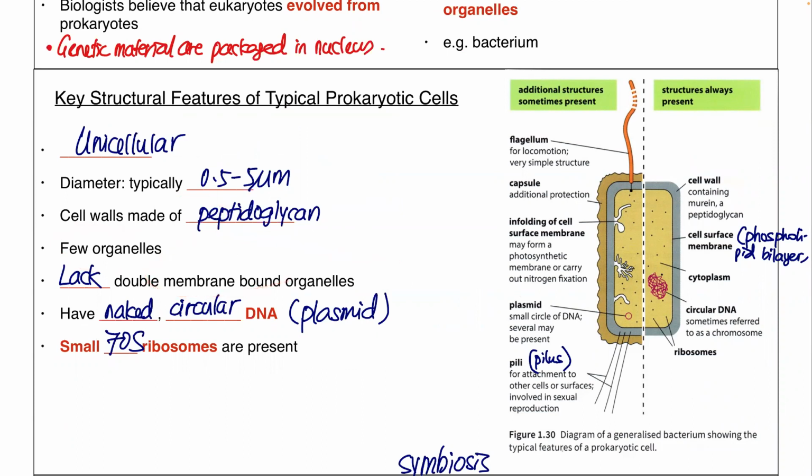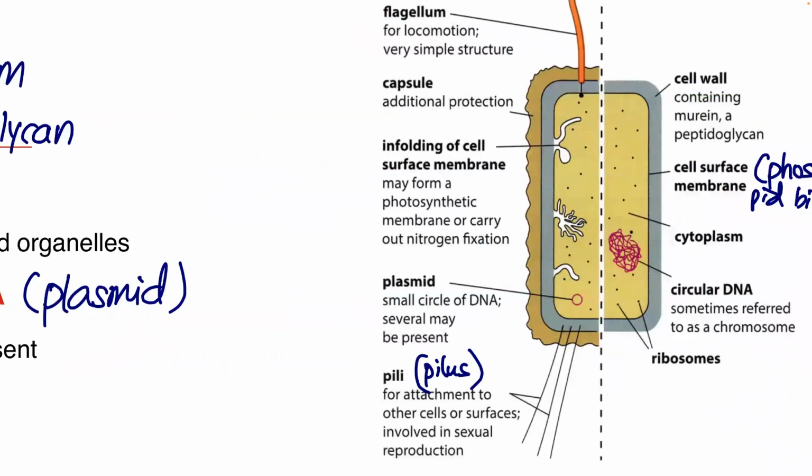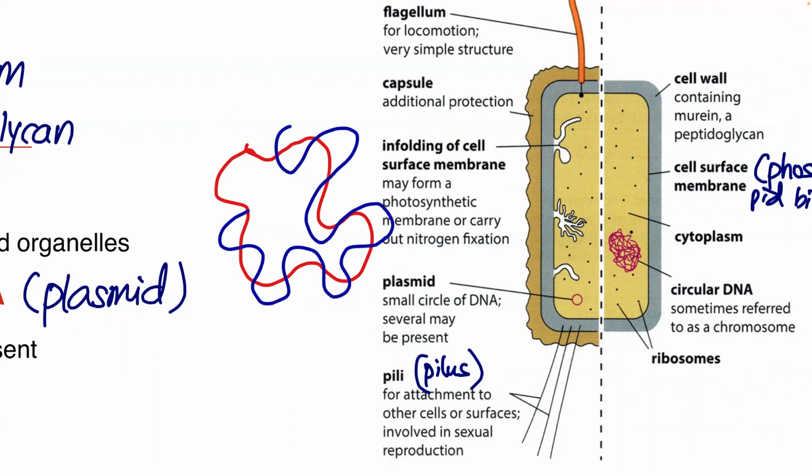They have naked circular DNA, including plasmid. Actually, these are both circular DNA. When we say circular, it means the double strand of DNA just forms into a circle. The chromosome is much larger in size, as in the entire length. Plasmid is a smaller circular DNA, and the general chromosome is a larger circular DNA. In any case, they're circular in nature, as in they form a loop.